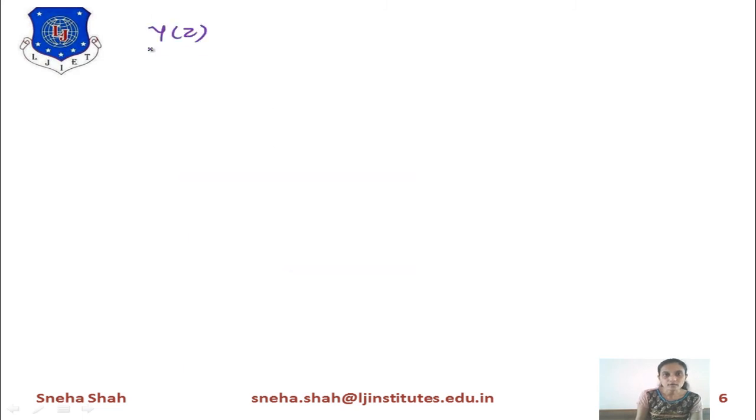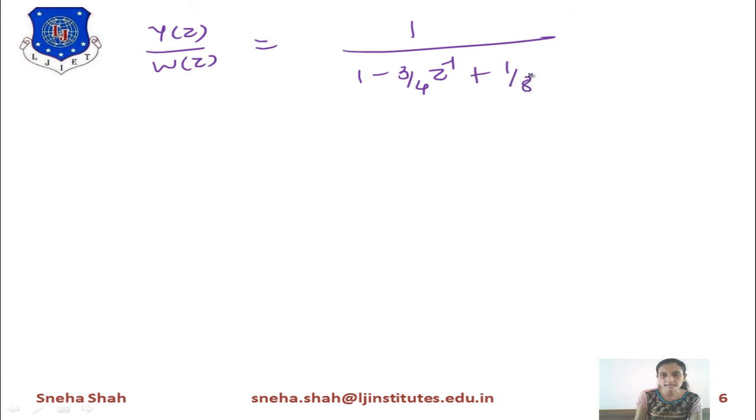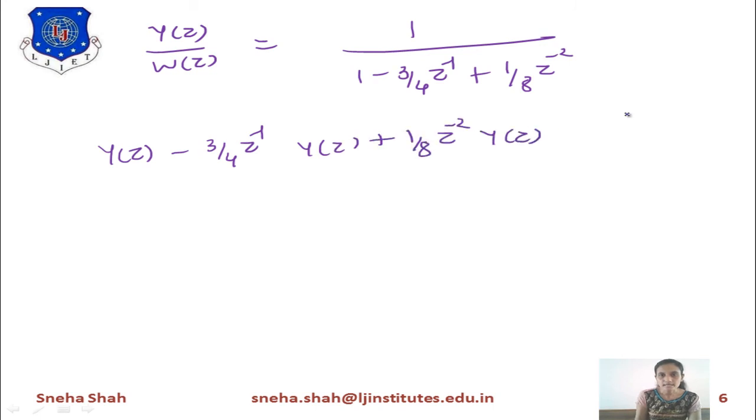Y of z upon w of z is equal to 1 upon 1 minus 3 by 4 z inverse plus 1 by 8 z raised to minus 2, right? So we cross multiply these two terms, and it gives the answer like this. Y of z into 1 means y of z, minus 3 by 4 z inverse into y of z, plus 1 by 8 z raised to minus 2 into y of z, is equal to w of z into 1, meaning w of z. Now as you know the output of this term will be y of z, so all these terms go over here, and it gives the answer like this.